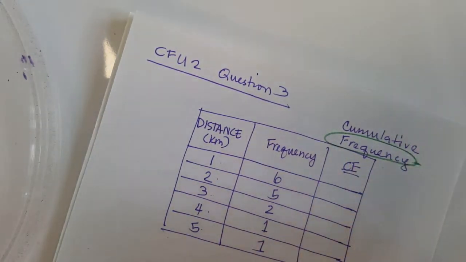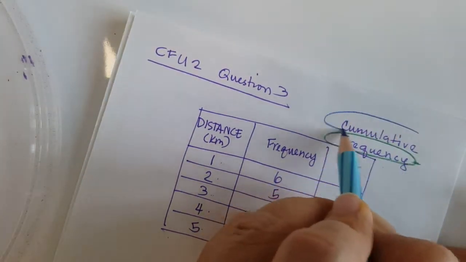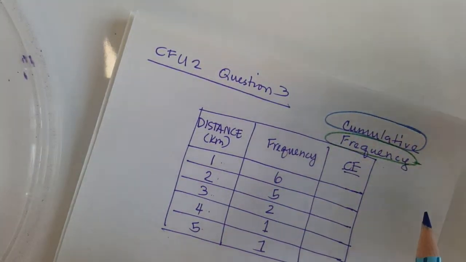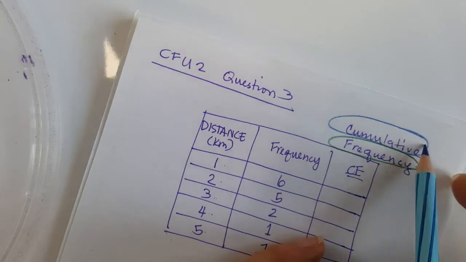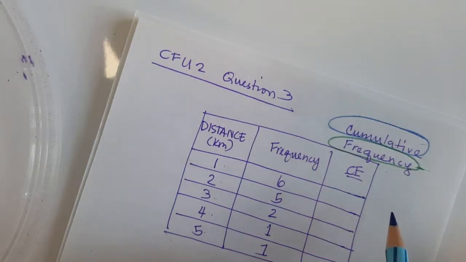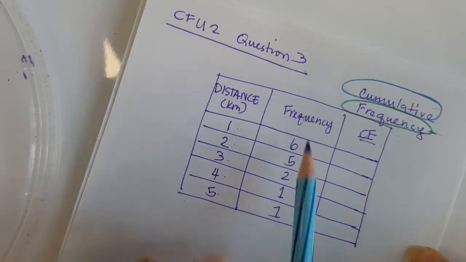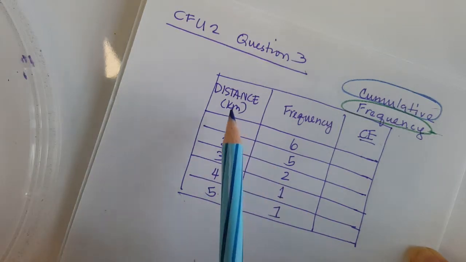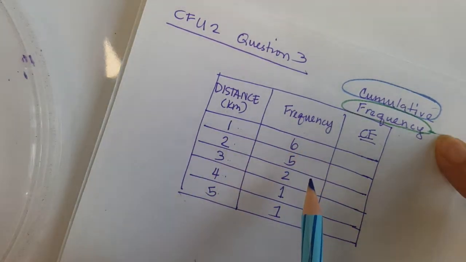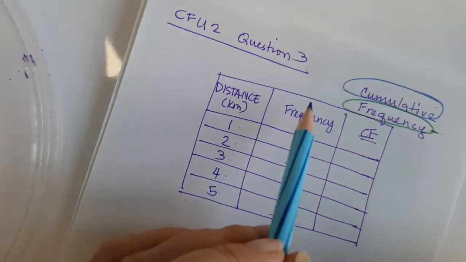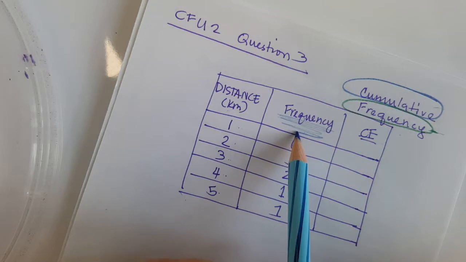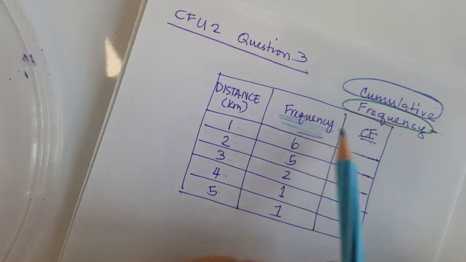Now, the next thing you have to know is, what does the word cumulative mean? Cumulative means you build up, you collect, and then you build up the amount. So cumulative frequency, we are building up the amount of frequency. Which column of the table are you going to use, distance or frequency, to get cumulative frequency? Excellent. We use frequency because it's asking for the cumulative frequency, not the cumulative distance.